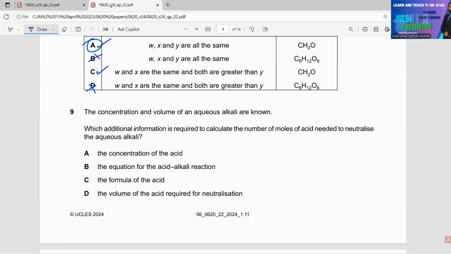We need the equation. It's very important because you can't work out the number of moles of acid needed to neutralize the aqueous alkali without it. We need the equation for the acid-alkali reaction. So B must be the right answer in this case. All the other choices are incorrect.